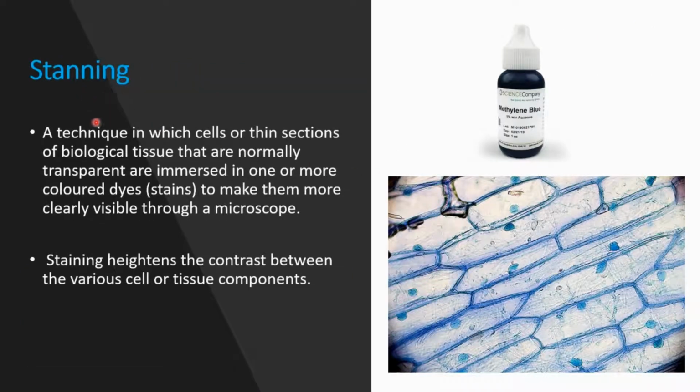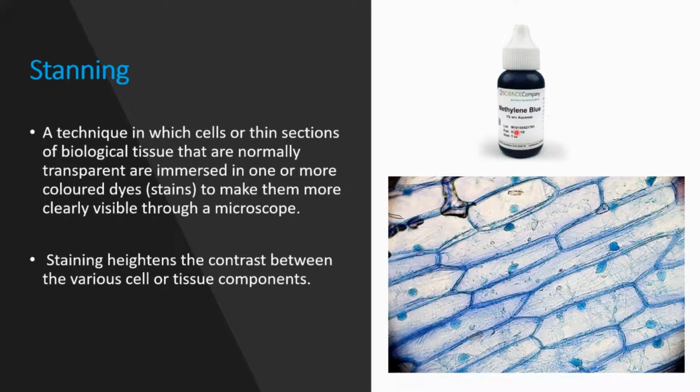So, staining. Staining is a technique in which cells or thin sections of biological tissue that are normally transparent are immersed in one or more colored dyes to make them more visible. So stains are used, for example, with the onion cell I used before. Without a stain, you won't be able to really make out much of the cell. You won't be able to see the details of the cell.